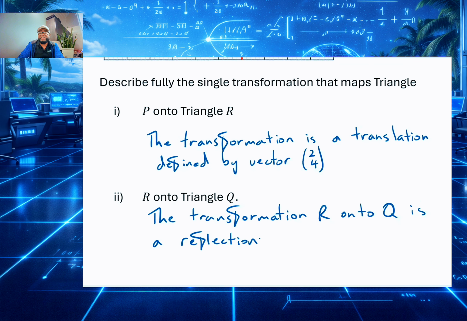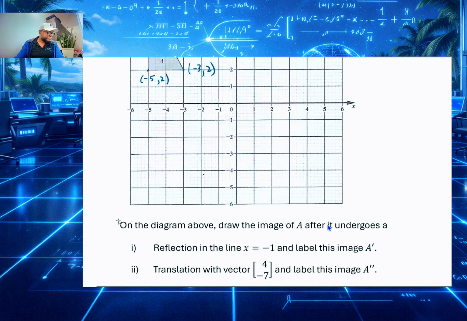Now, when you're writing reflection, my children, you don't put on the line, you don't put through the line, you put in the line. In the line, x is equal to 1, right?